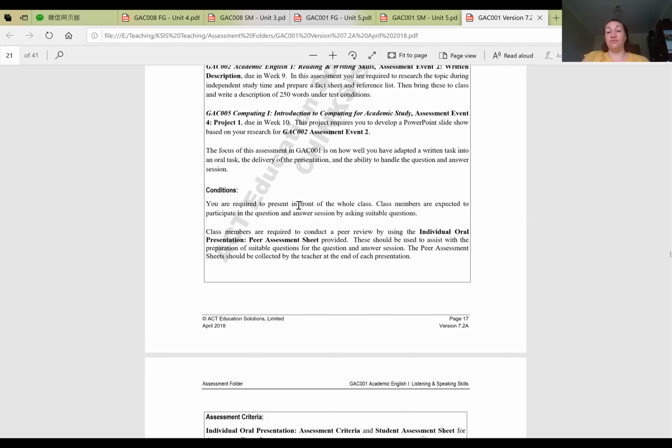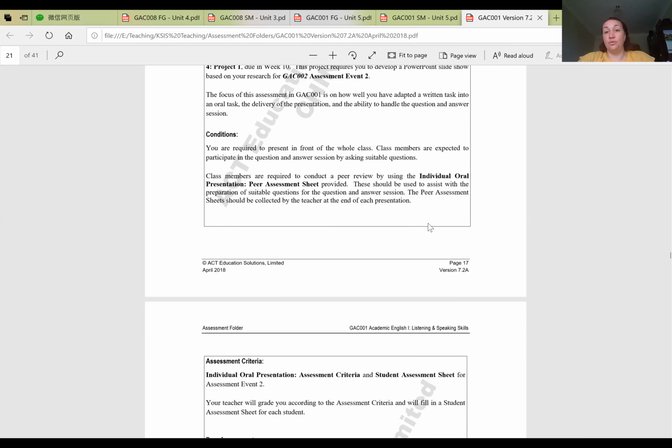So you're required to present in front of the whole class, so everyone's going to be watching you, and the class members are required to participate, and I'll show you that sheet in just a moment. Class members are required to conduct a peer review by using the individual oral presentation or the peer assessment sheet provided. These should be used to assist with the preparation of suitable questions for the question and answer session. The peer assessment sheets should be collected by the teacher at the end of each presentation. So for each of your classmates, you are individually going to have to do a peer assessment sheet, and that's going to be collated and that will go toward your coursework. If you don't do it, it will be subtracted from your overall mark.